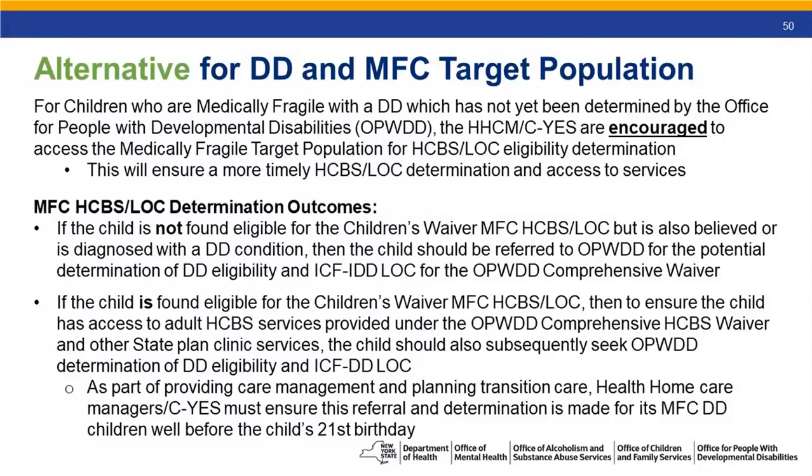So either way, if you believe that your child has DD, and we are encouraging you to go through the MedFrag HCBS LOC process to see if they're HCBS eligible, you still want to send them to OPWDD at some point. So if they're not eligible for the children's waiver, you probably want to send them over there immediately if you believe, or if they do have a diagnosis of DD. And if they are found eligible, you do want to talk with the family about getting them over to OPWDD so that they are prepared before they turn 21 to make some transitional services to potentially the OPWDD comprehensive waiver.